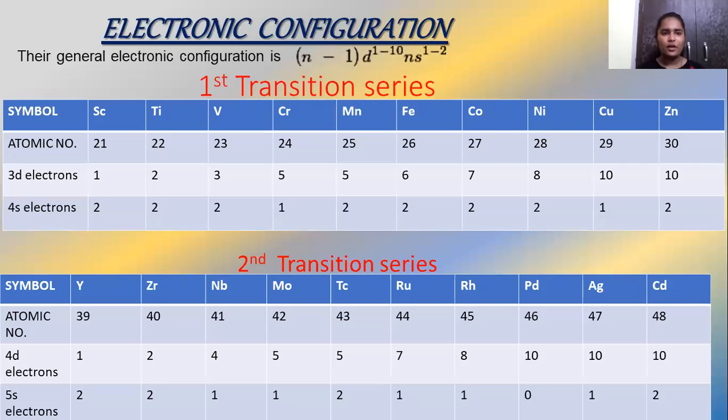The general electronic configuration of these transitional series is (n-1)d 1 to 10, ns 1 to 2. These are the electronic configurations of the 4 series.